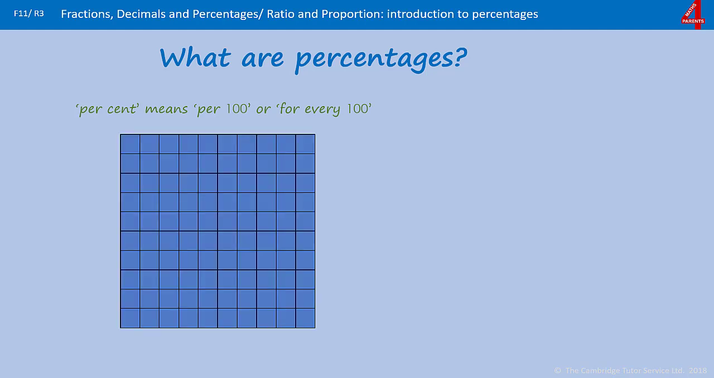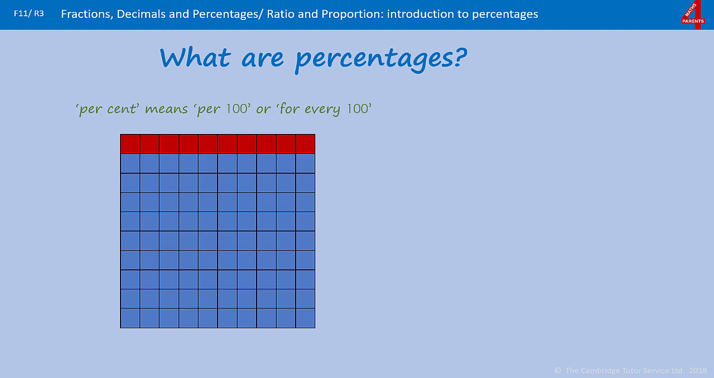This blue block here has 100 individual little squares. And if we cover one of those squares, we've covered one square out of 100. To express this as a percent, we use this symbol here, and 1 per 100, 1 out of 100, is 1%. If we add another one, we now have 2 out of 100, and that's 2%. And if we kept adding one little square at a time, we'd be going up in 1%.